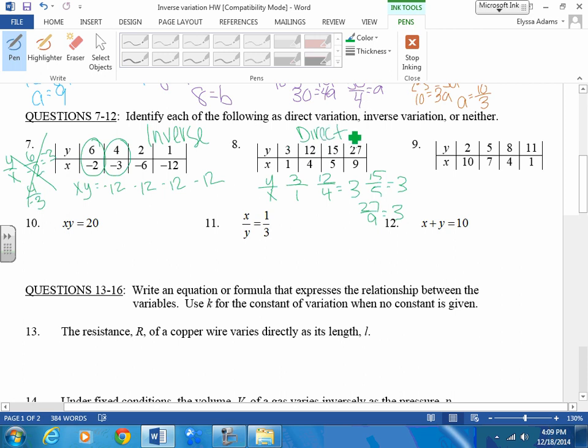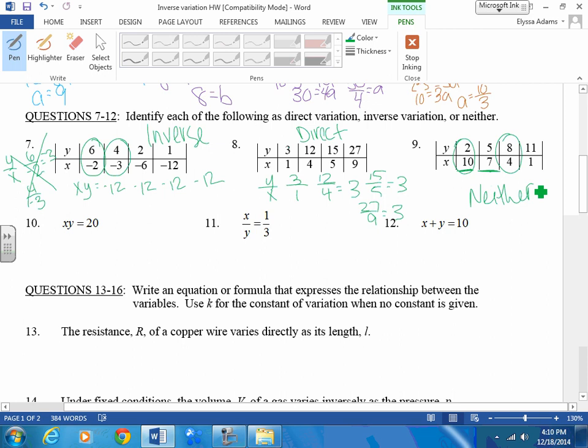When you test this one, if you check, when you multiply them, here you get 20, here you get 35. So multiplication doesn't work, so it's not inverse. When you divide, well, if we look over here, I'm going to skip one. 2/10, that's the same thing as 1/5. 8 over 4 is 2. 1/5 and 2 are definitely not the same thing. And so multiplication didn't work, division didn't work, so this is neither.